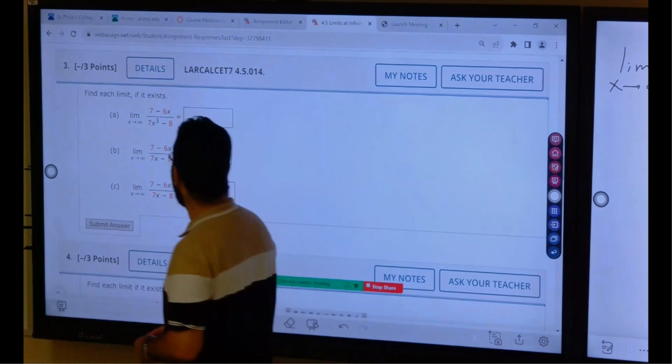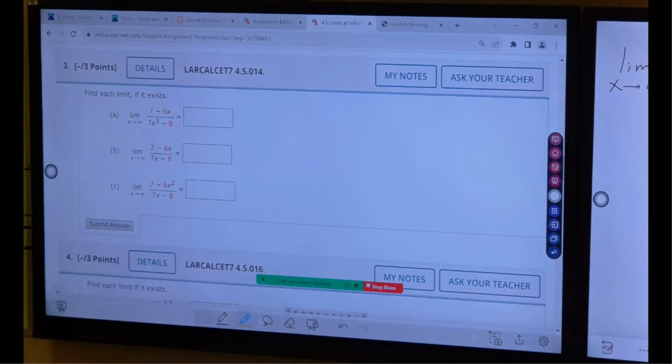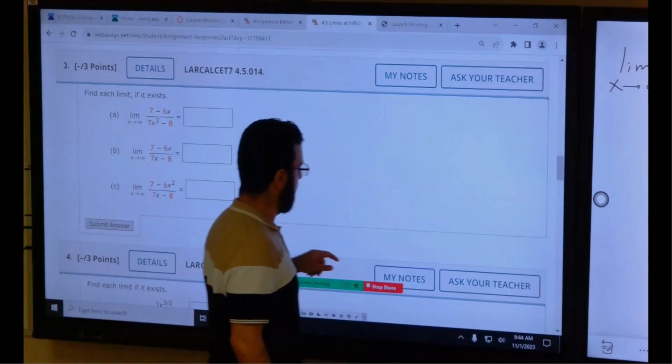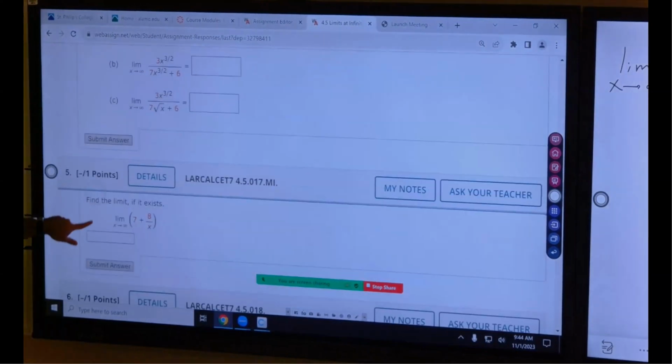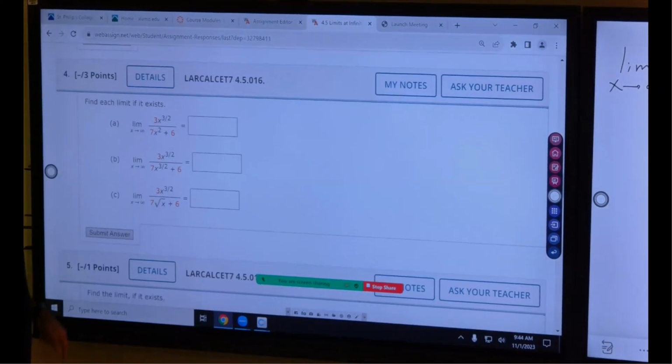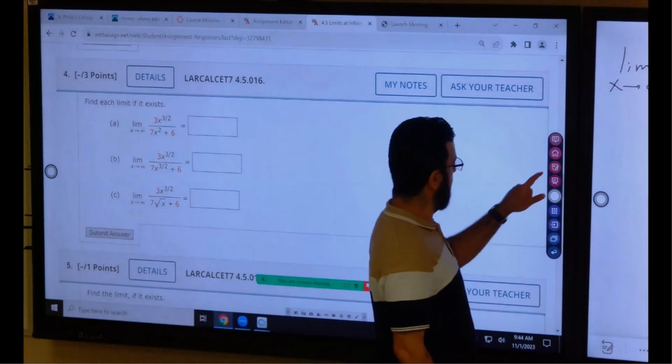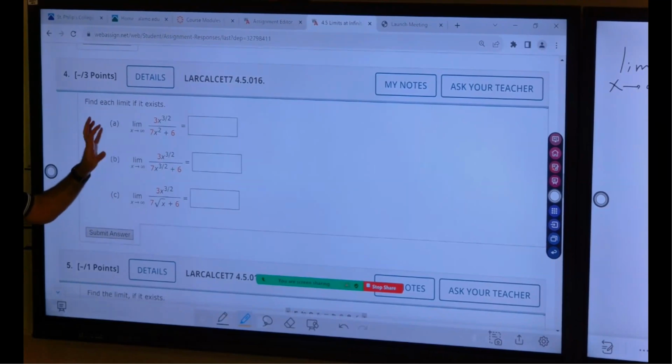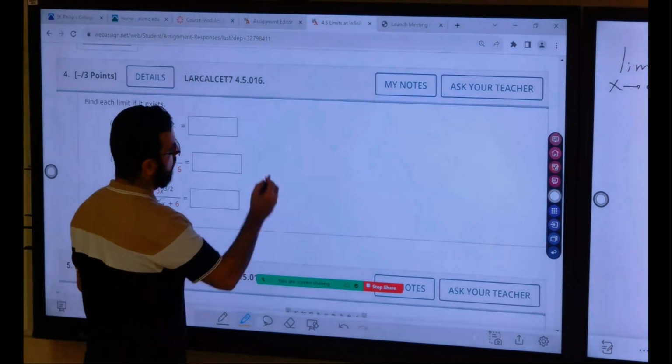What about this one? Which one do you want to solve? That's a cool one. What about this one? That's the important part because it's a little bit confusing, because the exponent is a fraction, but you're going to do exactly the same thing.